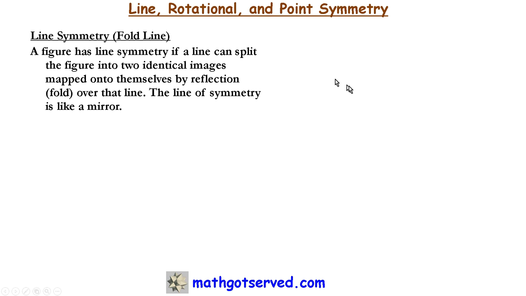So just to illustrate what the line symmetry looks like, if you see this object right here, can you visualize a line that causes this object to be split into two identical parts that are mapped onto themselves when you fold along that line? Fold or reflect. So there goes the line of symmetry right there. If you fold the left side and the right side of this upside down arrow along that line of symmetry, you can see that it's going to overlap perfectly on itself. That's an example of a line of symmetry.